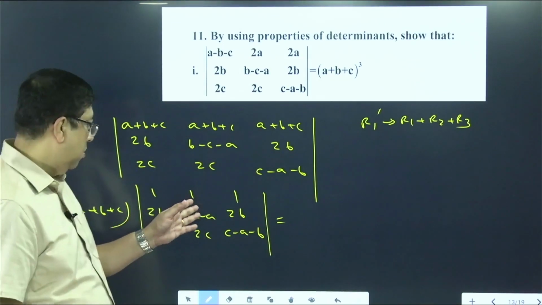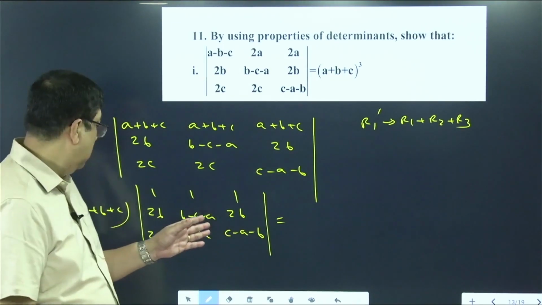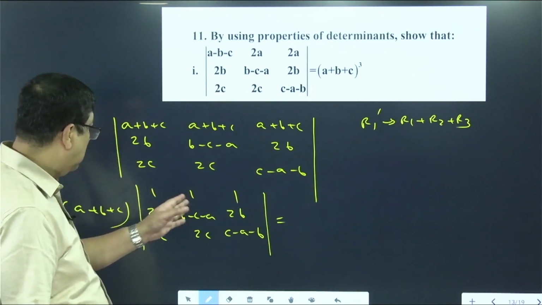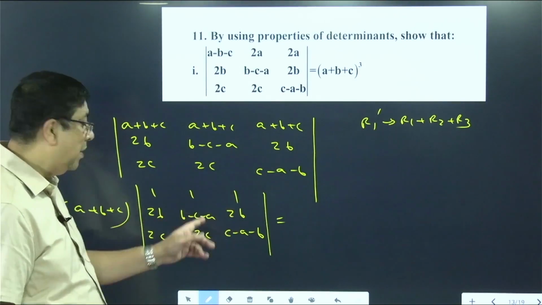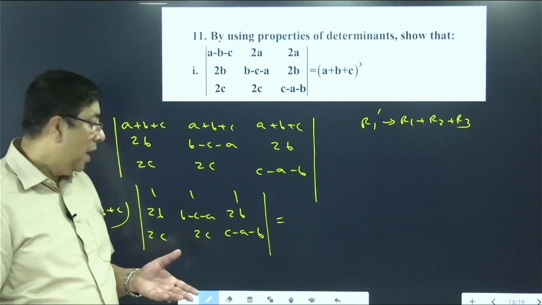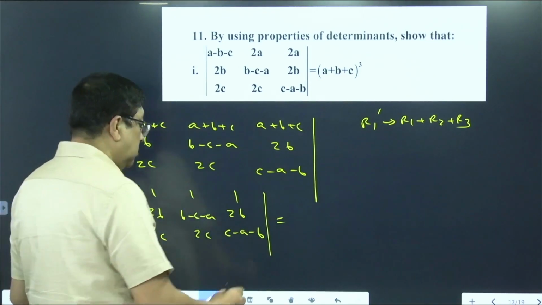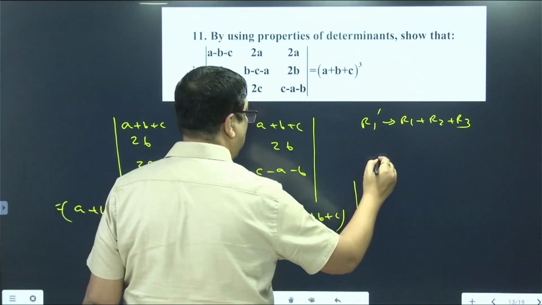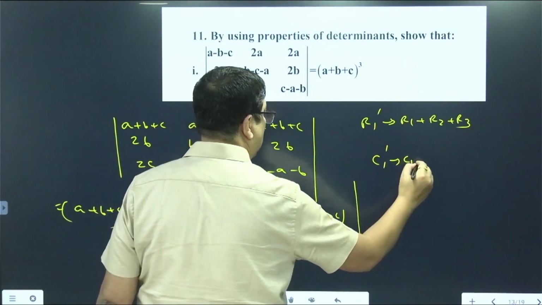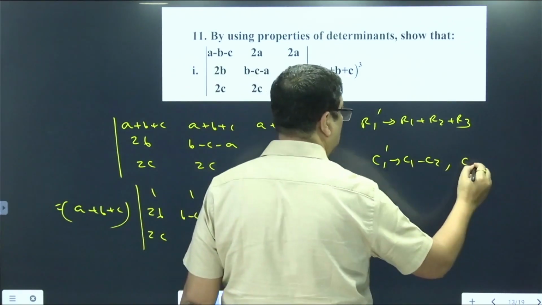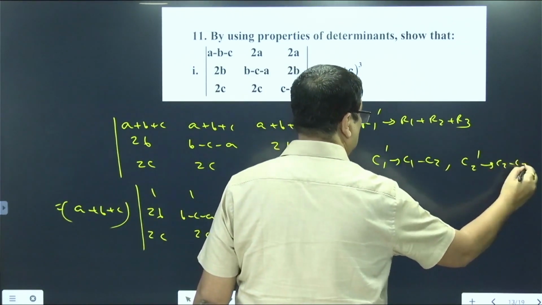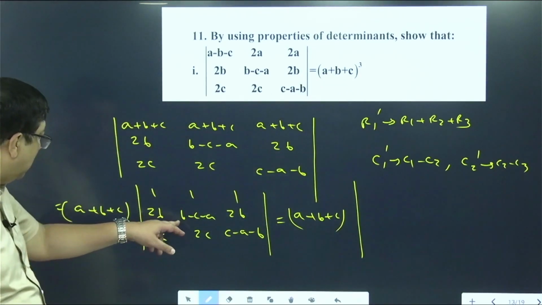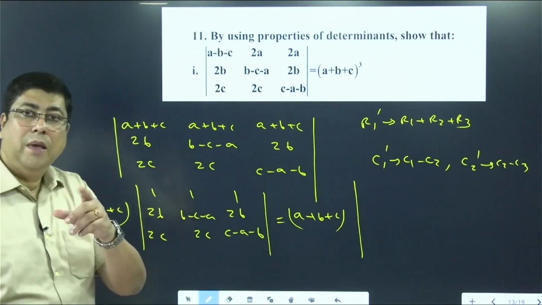Now on C1 let us make C1 minus C2, and on C2 let us make C2 minus C3. Same process as usual because there are a number of ones. So we can apply on C1, C1 minus C2, and on C2, C2 minus C3. Therefore, in this case 1 minus 1 is 0, 2b minus b minus c minus a, it means a plus b plus c.